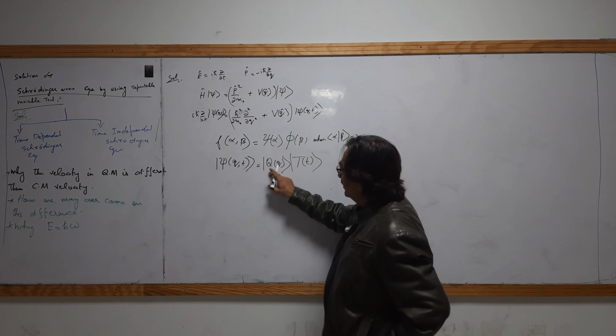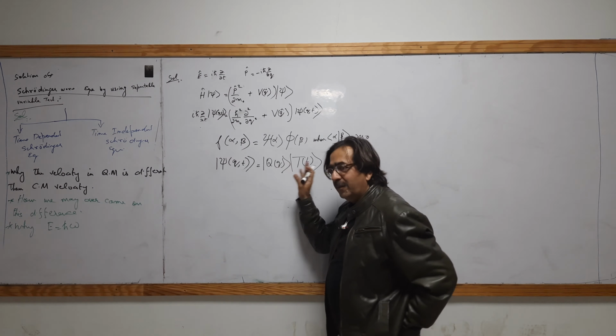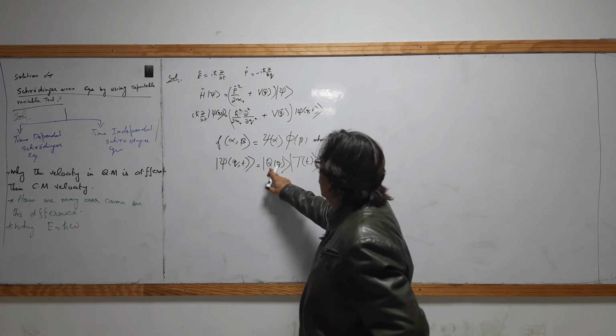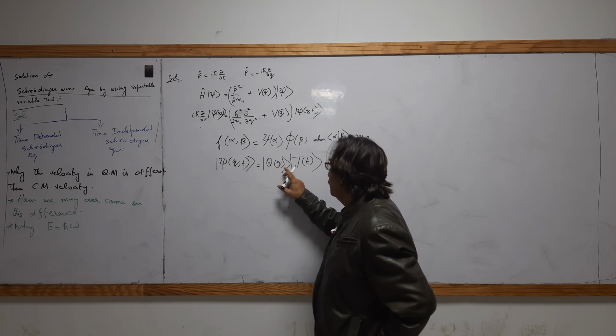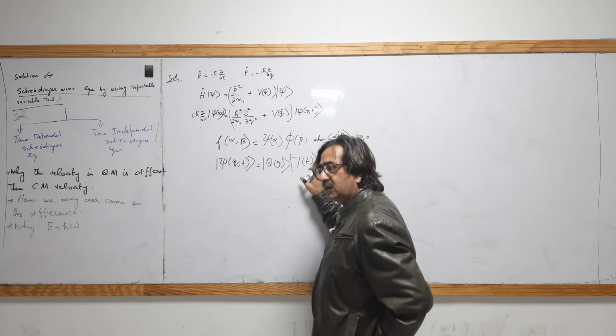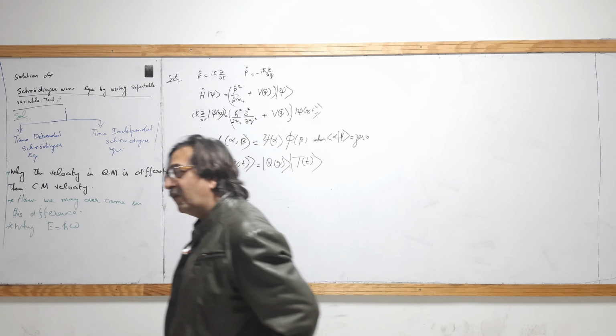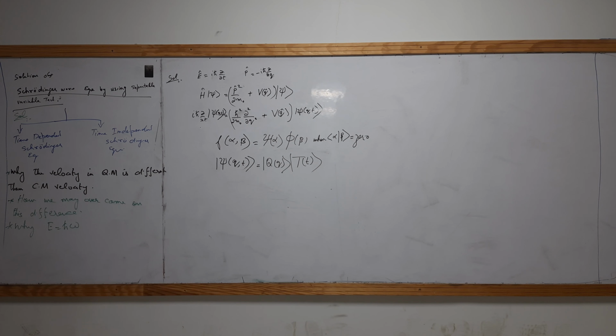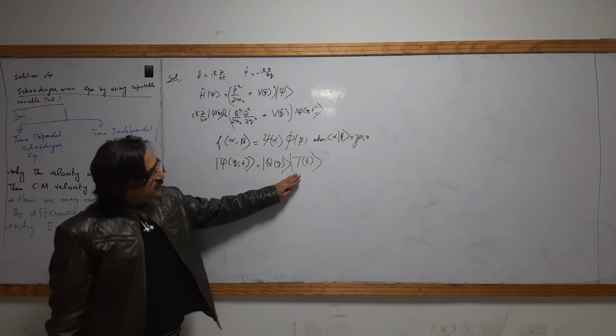You may define it, this is phi and this is phi, but I mostly like to use this line. Q means that it is a function of position, and T means that this is a function of time. I don't know what you have done in the lecture in MP1. Okay, so this may be right.